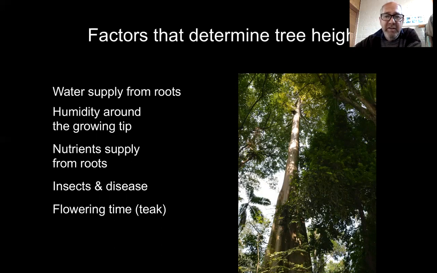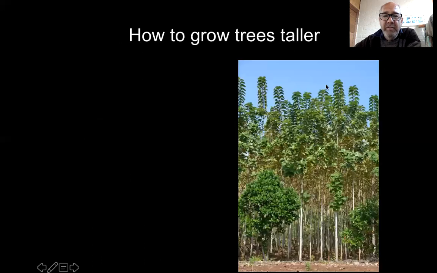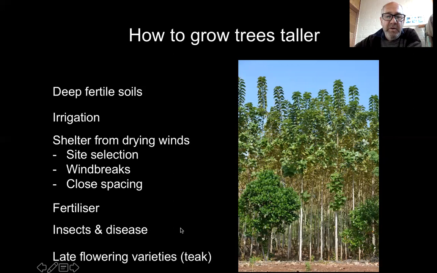But the juvenile phase, you'll actually find it differently. So this is less mature teak. You can see very strong height growth occurring here. A single stem getting taller and taller. When these teak trees reach flowering age, that height growth extension will be reduced dramatically. So how can we actually get better height growth?